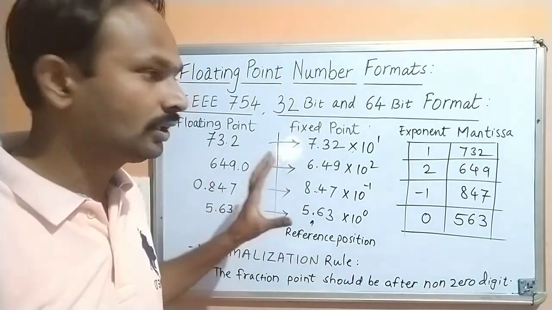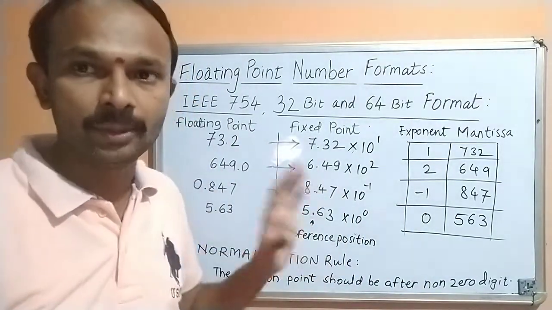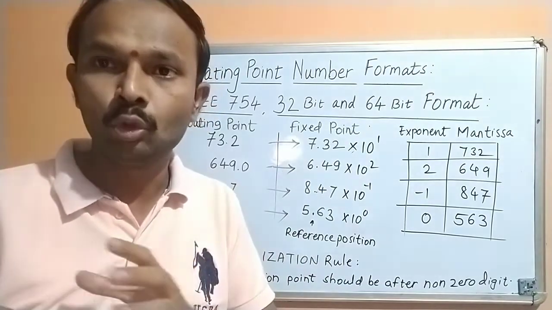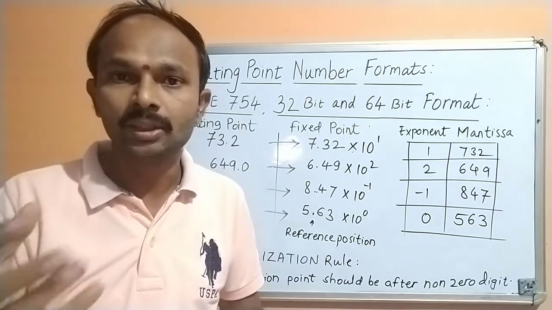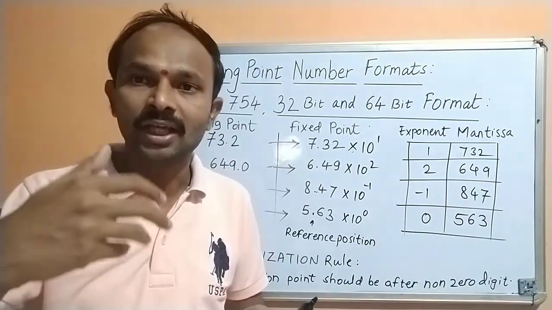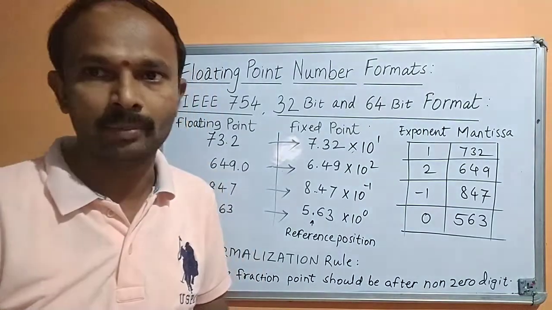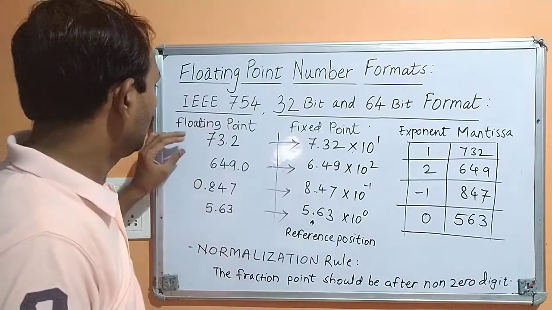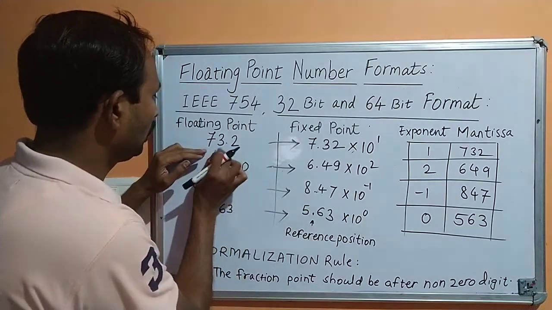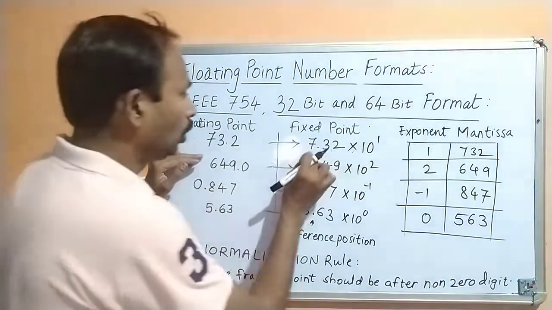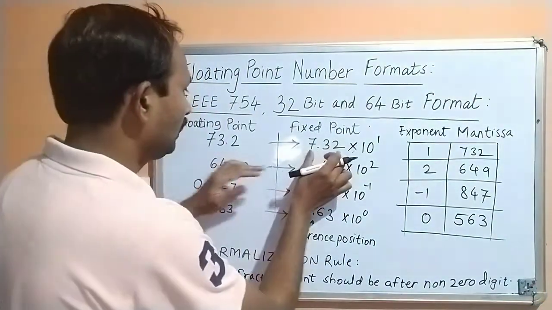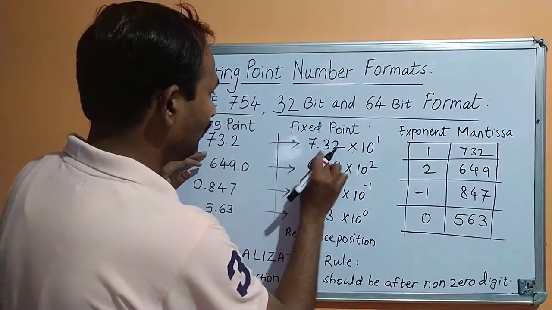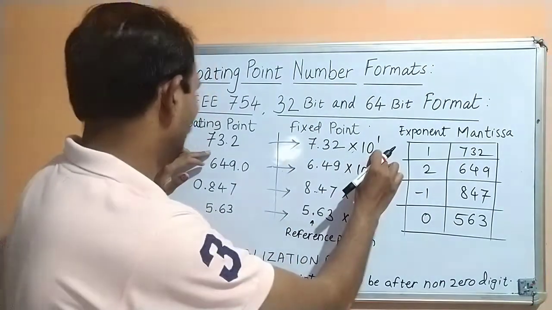Now here we are taking examples of decimal numbers to understand the normalization process. But inside the computer system, all the numbers are represented in binary format. Now when we have converted 73.2 to 7.32, this number has come like 7.32 into 10 raised to 1.